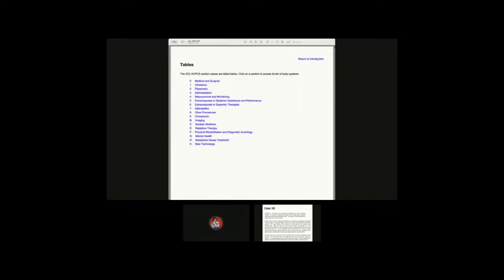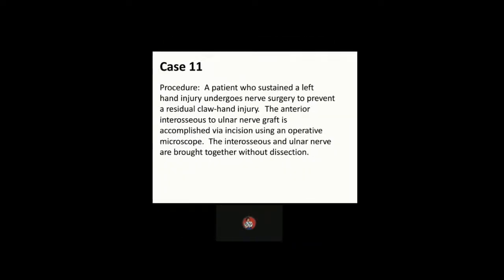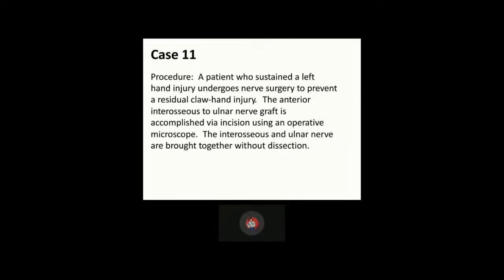All right, I'm going to take this back to the top, and then I'm going to introduce, I should say, the next scenario. We have a patient who sustained a left hand injury and they undergo nerve surgery to prevent a residual claw hand injury.